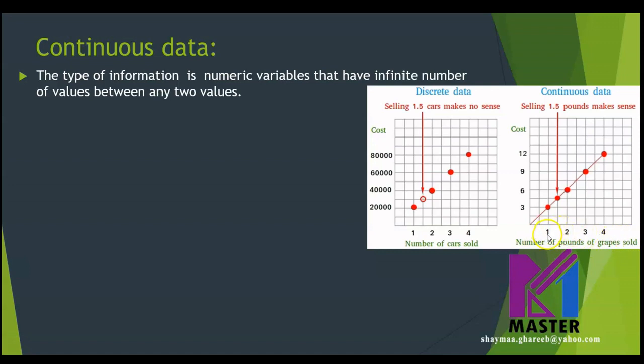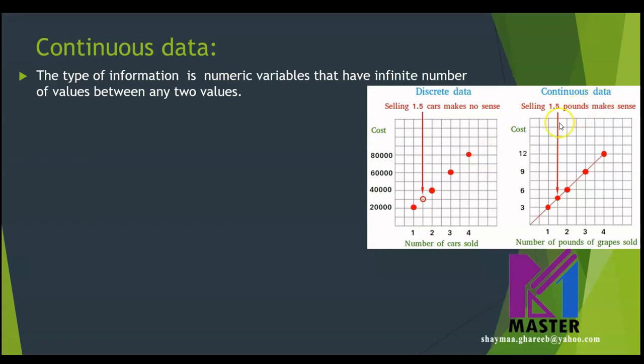So I can say 1 kilogram or 1 pound, 2 pounds, 3 pounds, 4 pounds. I can also find the mass of 1.5 pounds or 1.5 kilograms or 1.25 kilograms or pounds. Okay, so this is the difference between continuous data and discrete data.